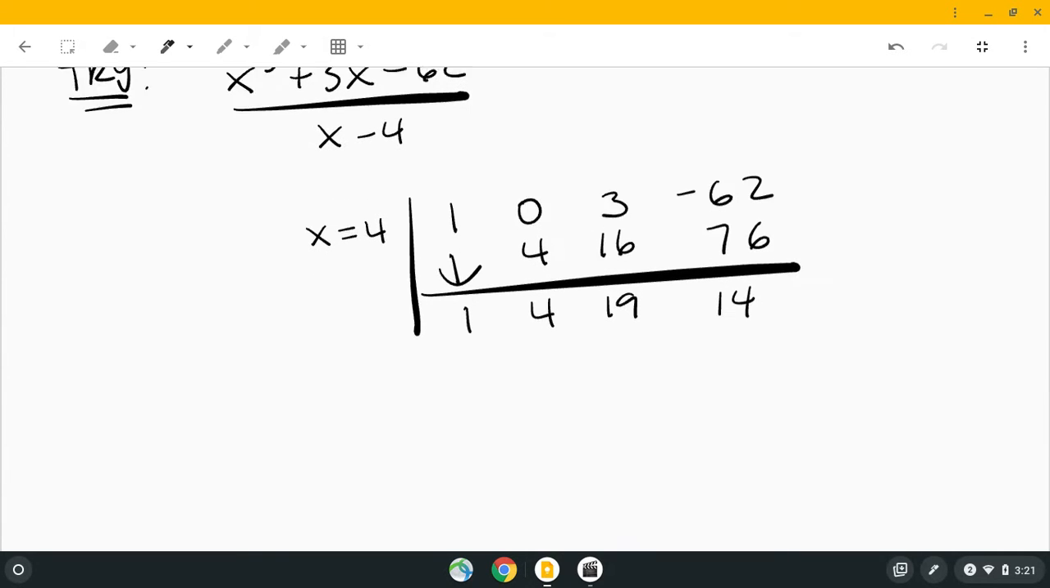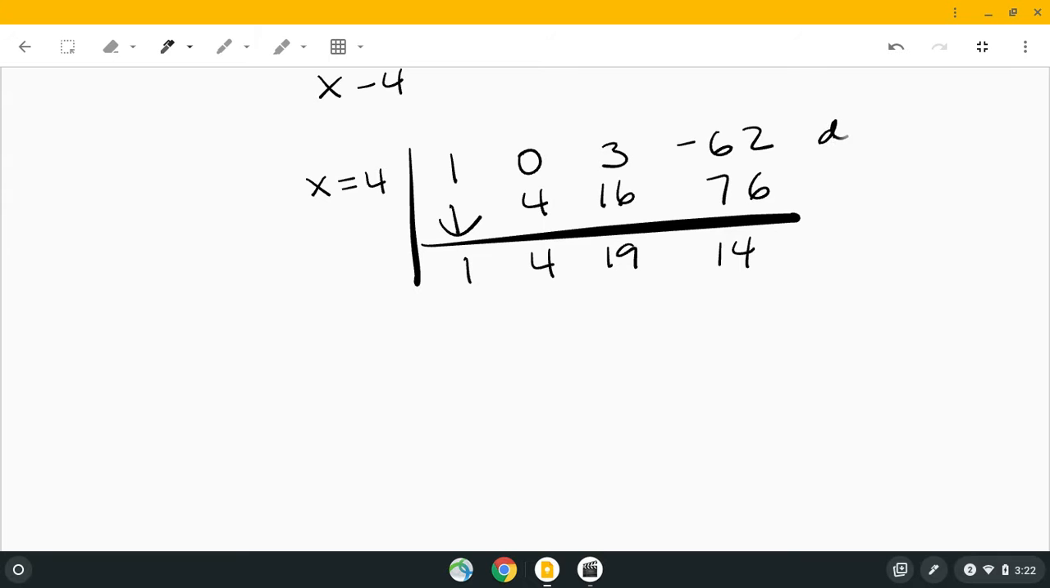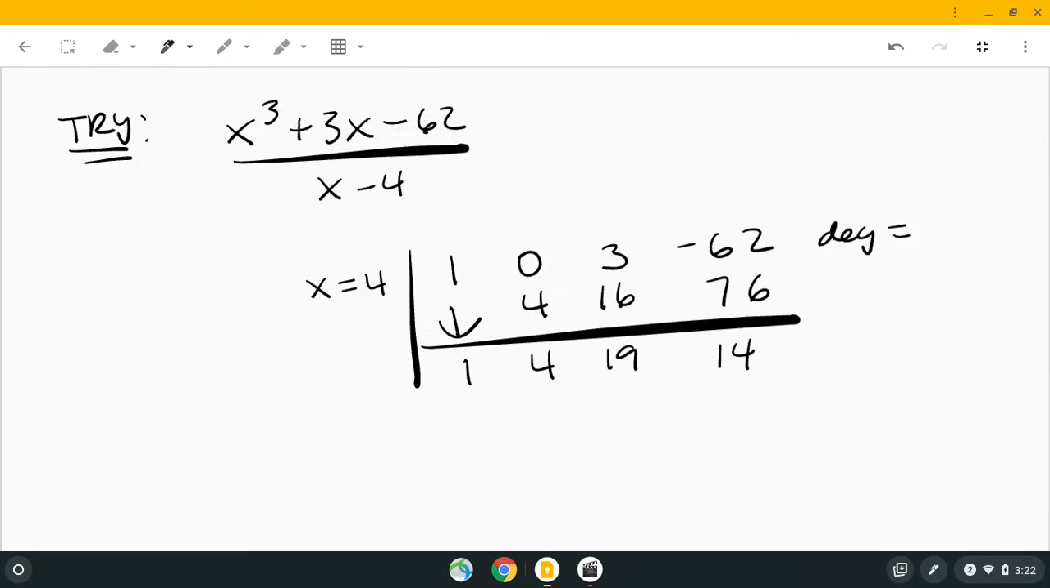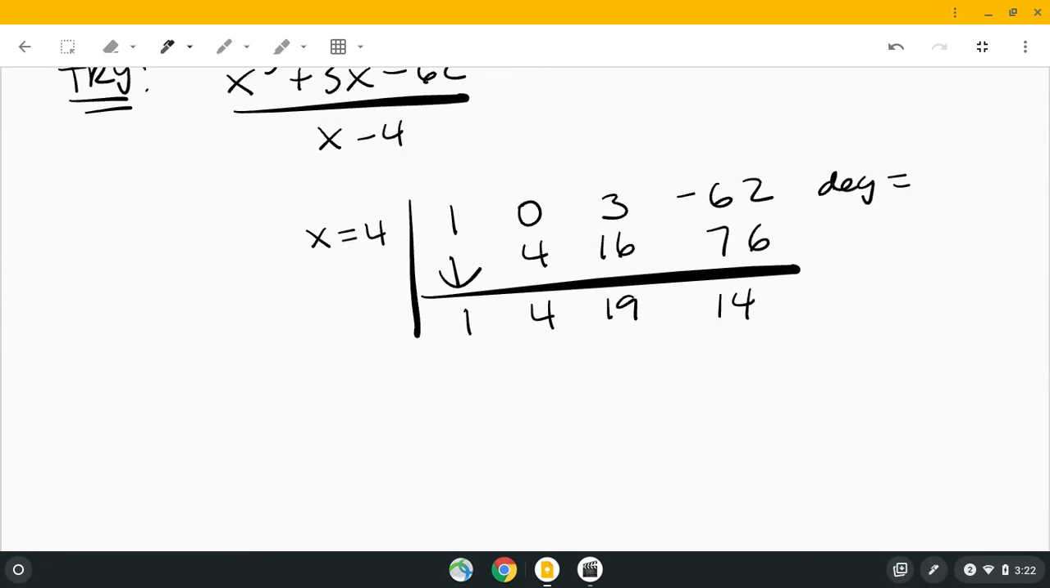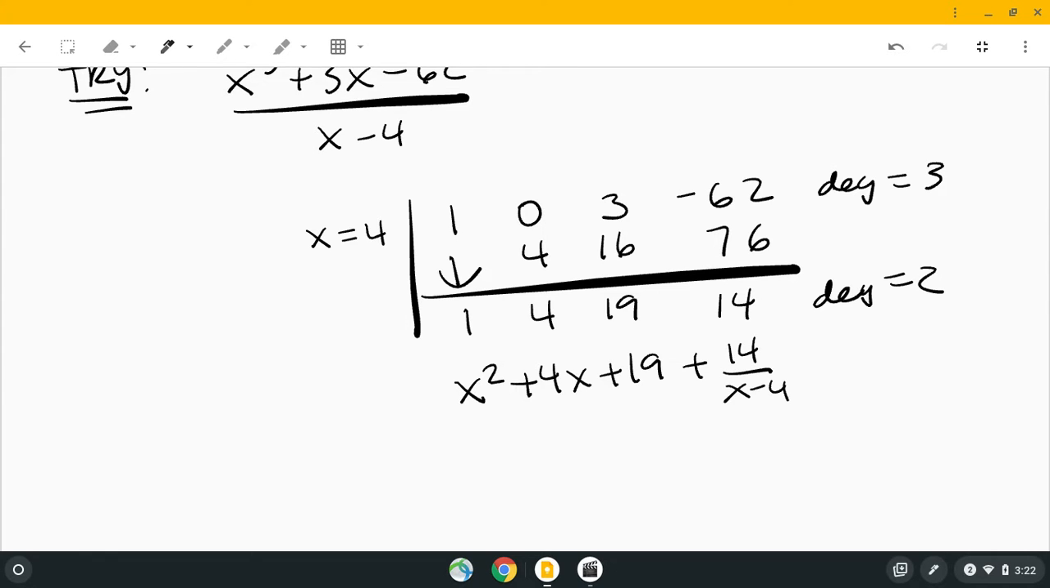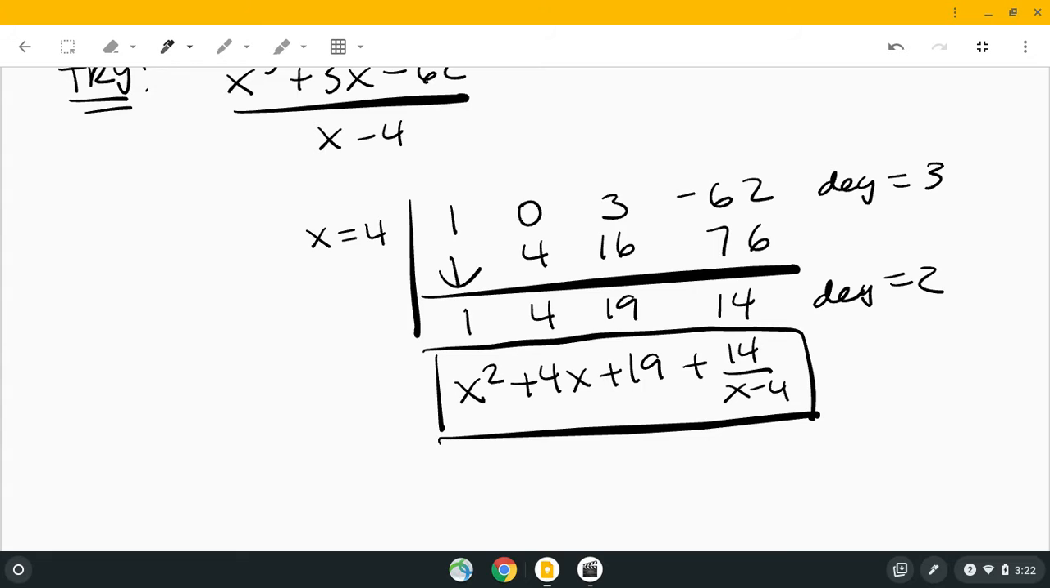So this was a degree 3. So this one will be a degree 2. So 1x squared plus 4x plus 19 plus 14 over x minus 4.